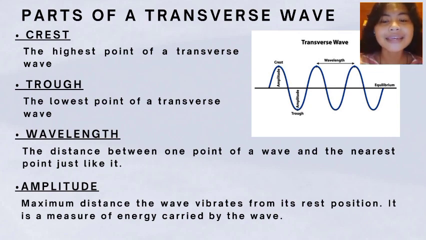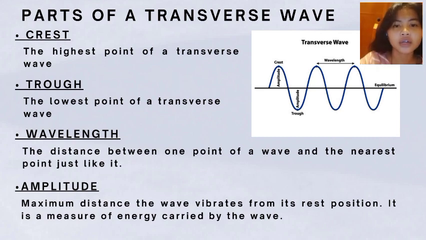So the crest is the highest point of a transverse wave. As what you can see on the illustration, there is a label in there, namely the crest. That is the part of the wave. So say for example, if we are going to think of a curve, that highest point of the curve is the crest of the wave. The second one is the trough. The trough is the lowest point of the transverse wave. So if we have the highest point here, we also have the lowest point, and it is named the trough. Based on the illustration, there is a label in there, which is the trough.